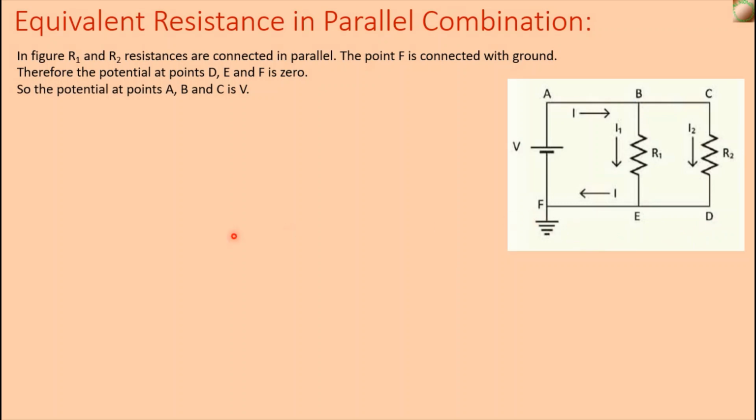That is, the potential at points F, E and D is the same, and this potential is 0 volt. Therefore the higher potential must be V volt. That is, the potential of points A, B and C is V.